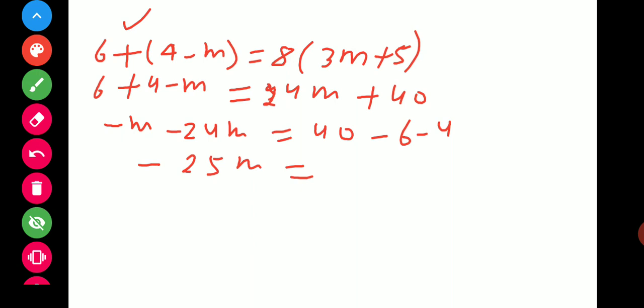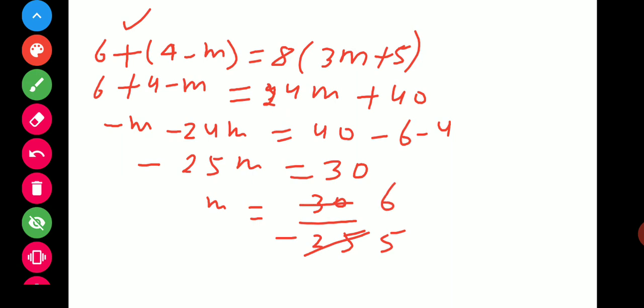And what happened to this? 6 and 4 is 10, and 40 minus 10 it becomes 30. So m will be equal to 30 divided by minus 25. So 5 5s are 25 and 5 6s are 30. So m becomes minus 6 by 5, and it's your answer. Very simple question. You can do very well.